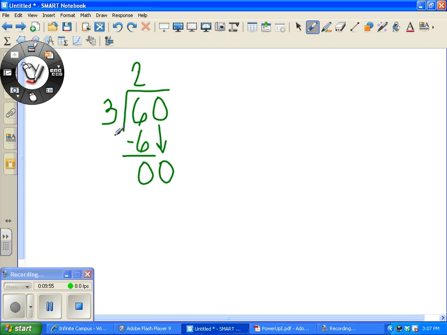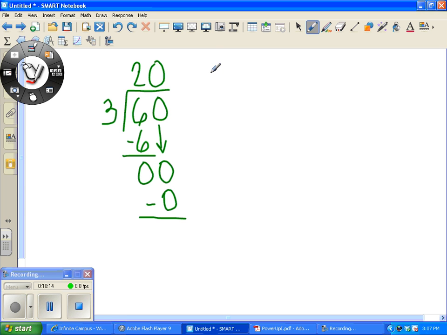And you have to go through this whole step of saying, how many groups of 3 can I get out of 0? 0. And I actually have to write that above this digit, because 0 times 3 is 0. I have to subtract. I only know I'm finished when there's nothing left to bring down. And my final answer is 20.